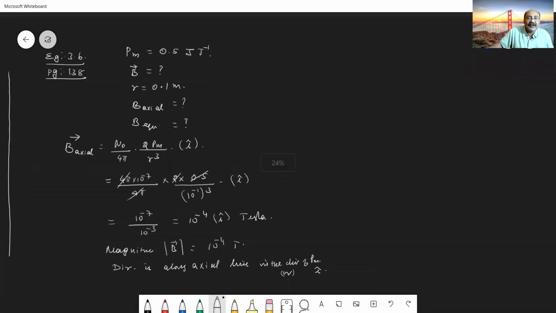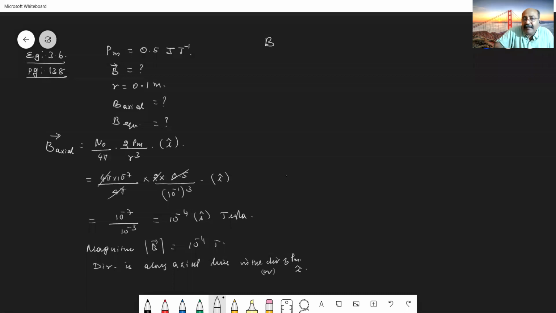Similarly, you move on to the equatorial line. The magnetic field at a point along the equatorial line, B vector, is mu0 divided by 4 pi into PM by R cube, but the direction is minus of I cap. So the magnitude of this value is 0.5 into 10 power minus 4, I cap minus I cap, but you have to simplify again. B equatorial, when I simplify, I get 10 power minus 7 PM.